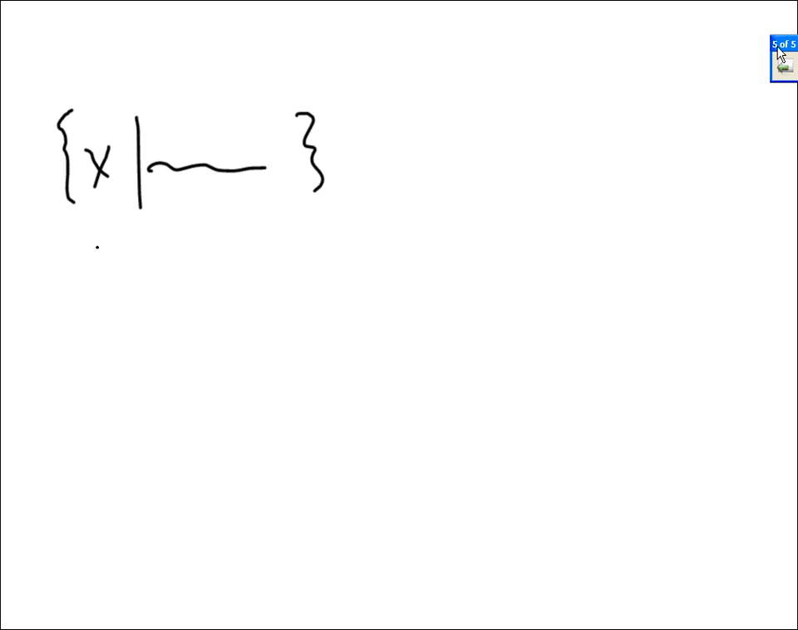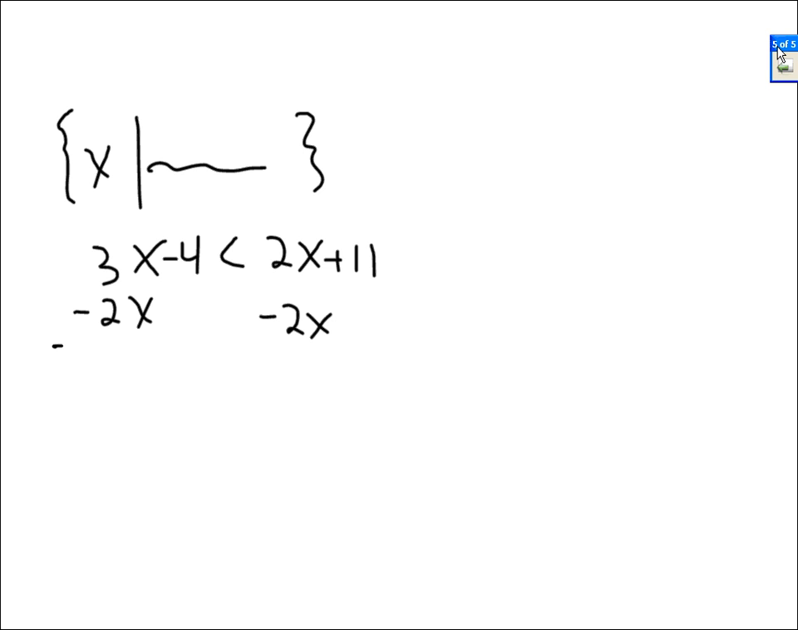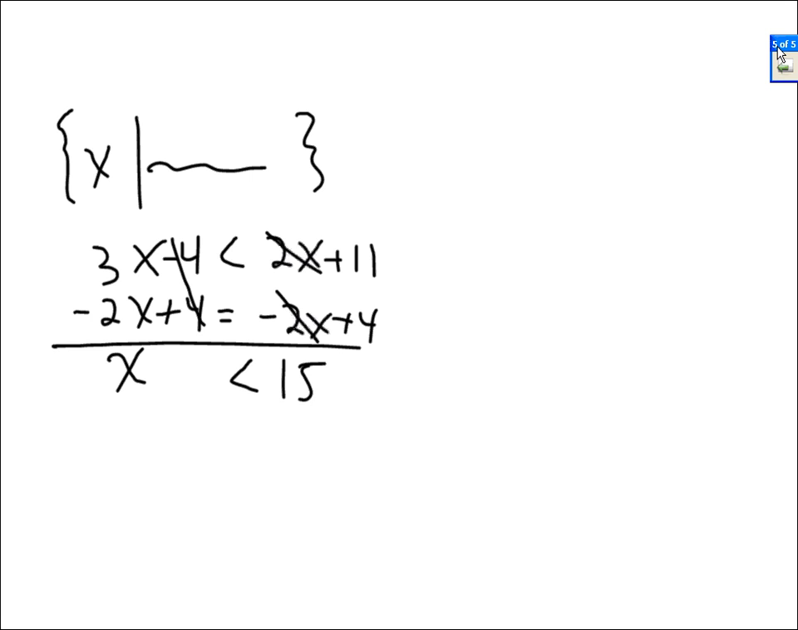Okay, how about 3x minus 4 is less than 2x plus 11. I'm going to bring all the x's to the left side because they have more. I don't want to get a negative number of x's. If I'm bringing the x's to the left side, I'm bringing the numbers to the right-hand side. On the left side, I have 1x. On the right side, I have 15. X is less than 15.